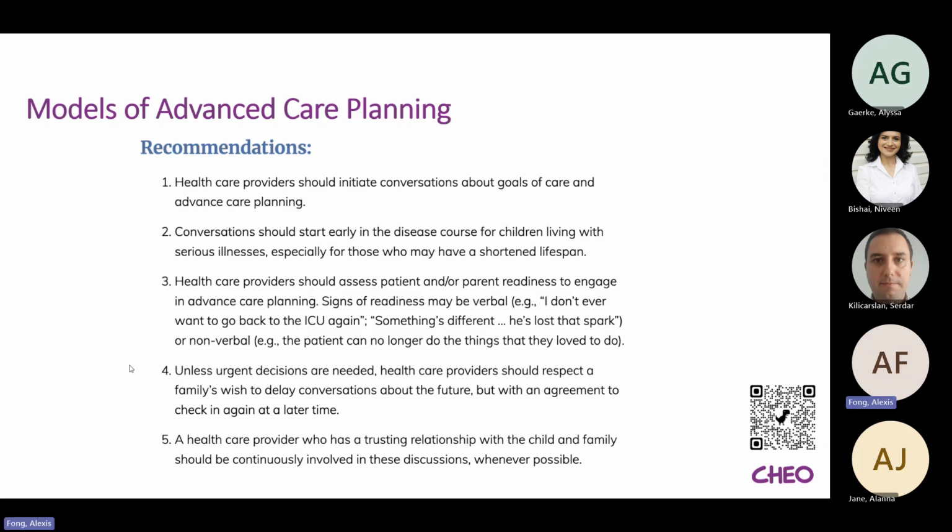The healthcare providers who have a trusting relationship with the child and family should be continuously involved in these discussions whenever possible. So palliative care is always going to be there to support you no matter what, but sometimes the best person to have a goals of care discussion is the individual who the family has built rapport and a relationship with. We are always here to help, but it can be really challenging to swoop into a room or be consulted, meet a family for the first time, and then explore what their goals are in a child who's critically ill.